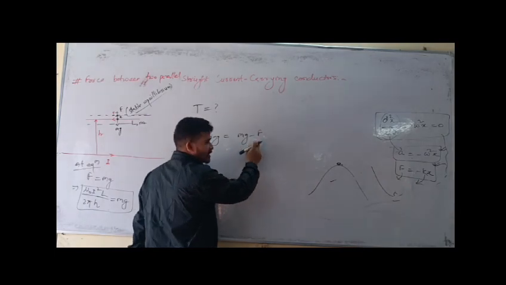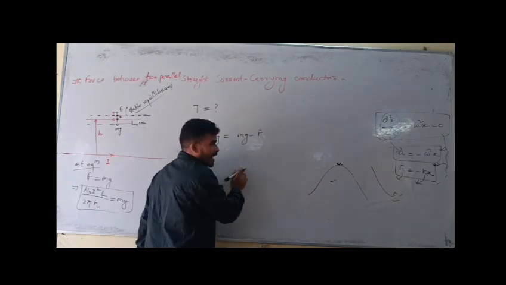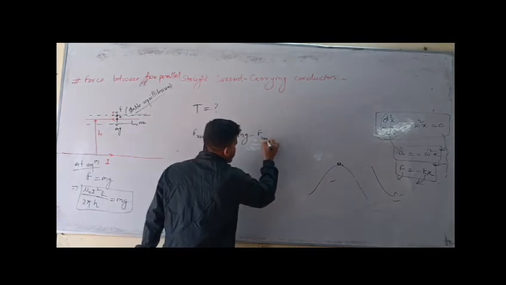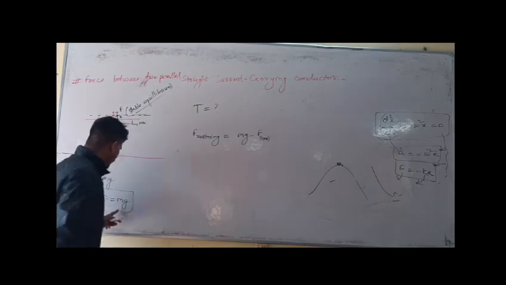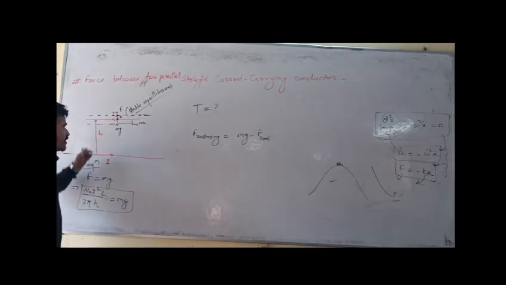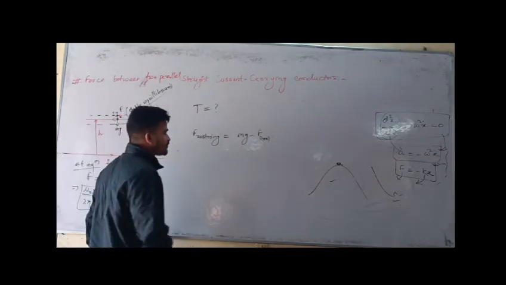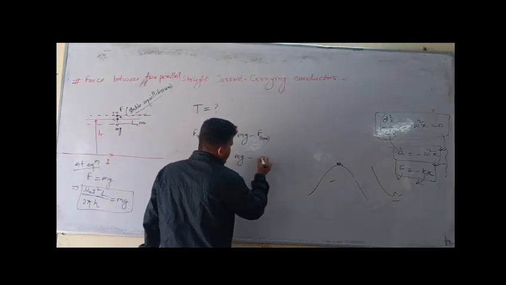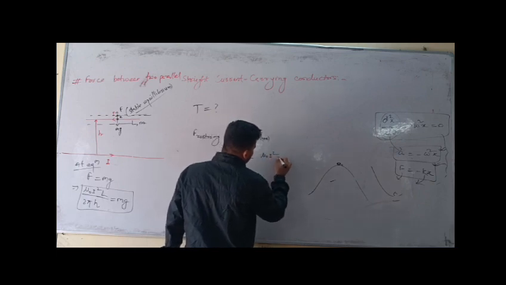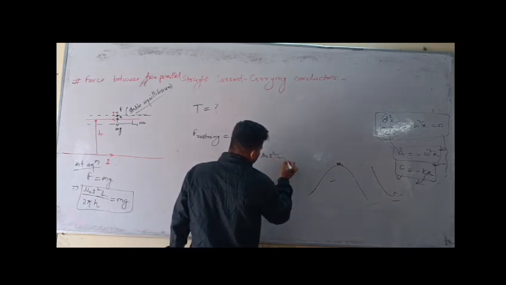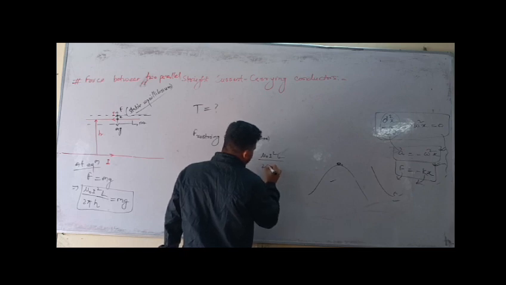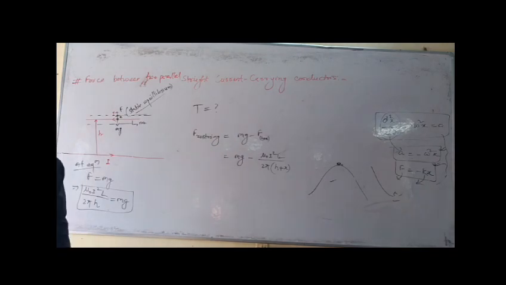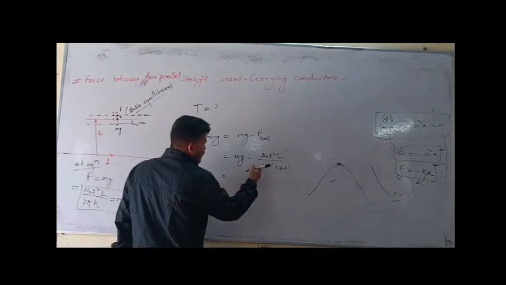Now this is not in equilibrium. Means mg minus F. F at X distance, now X plus h, at h plus x distance. Not this F; this F is at h distance. What will be the formula? This is mg, no problem. What will this be? Mu naught I square into L upon 2 pi, h plus x. Good.